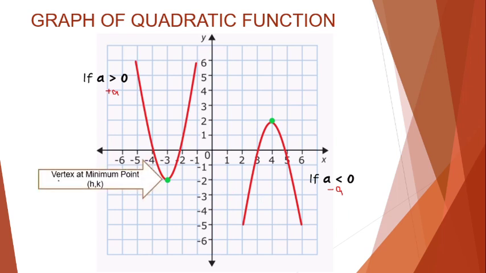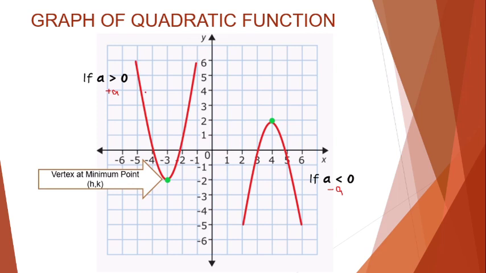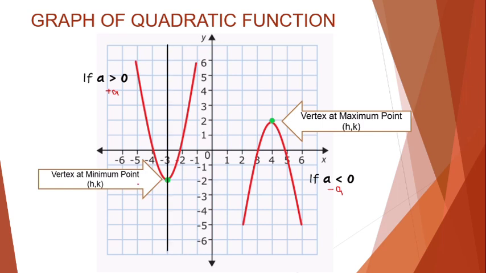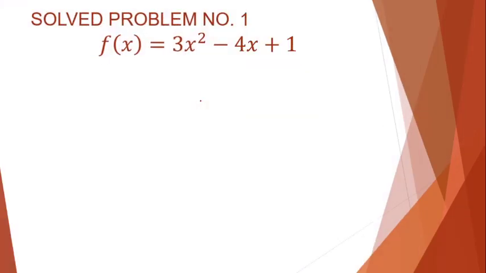This is the vertex, the minimum point. If the parabola opens upward, then the vertex is the minimum point. If the parabola opens downward, the vertex is the maximum point. Kita nyo naman, ito nasa taas, ito sa baba. So, what are these two lines? This is the axis of symmetry.